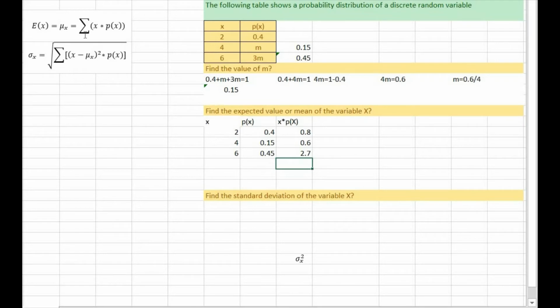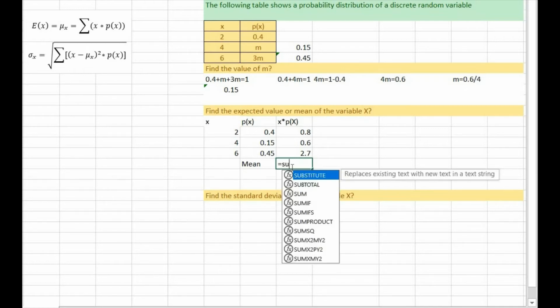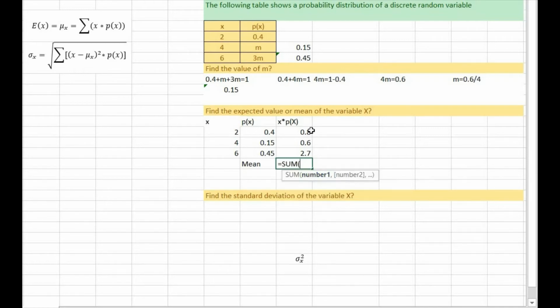Then the expected value or the mean is equal to the sum of the last column, which has the multiplication of x and p of x. So I'm going to find the sum for that column, and that will give me 4.1. So our mean is 4.1. The next question is asking to find the standard deviation.